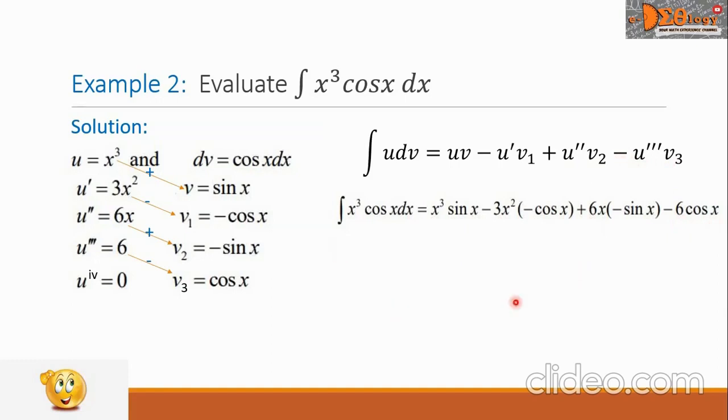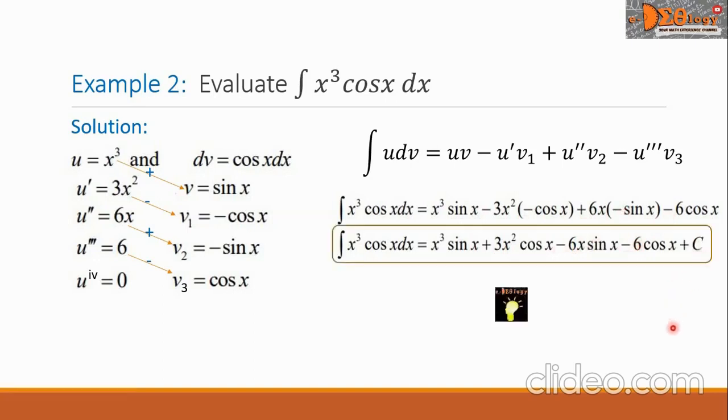Let us simplify further by simplifying the signs of some of the terms. So we have this x cubed sine x will be the same. This negative and negative becomes positive. This positive and negative is negative here, and the negative sign will just be copied here. And we add the plus c. This is now the final answer.